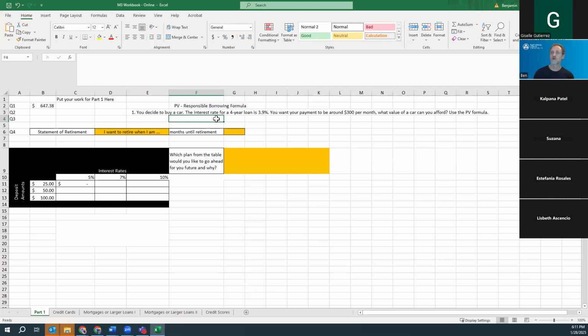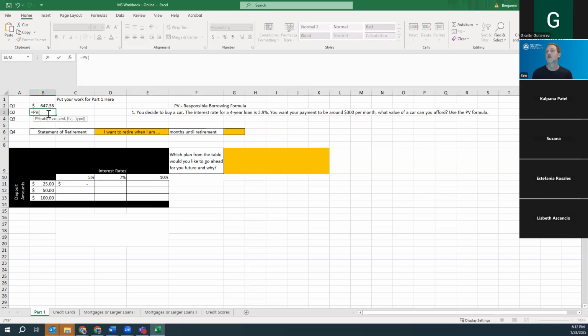The responsible borrowing formula starts from a different perspective, which is how much can I afford to pay per month? I'm looking at my budget and I'm saying, all right, I can afford a $300 car payment. Now let me go figure out mathematically how much I could afford to borrow. And I need the other two numbers. How long am I going to do it for? And what's my interest rate? So let's see how it works.